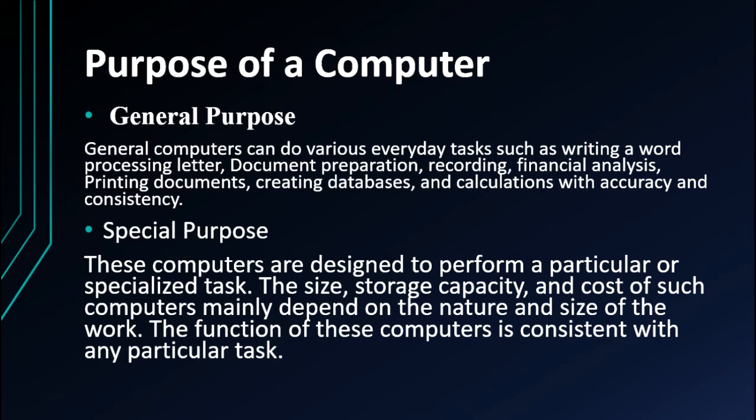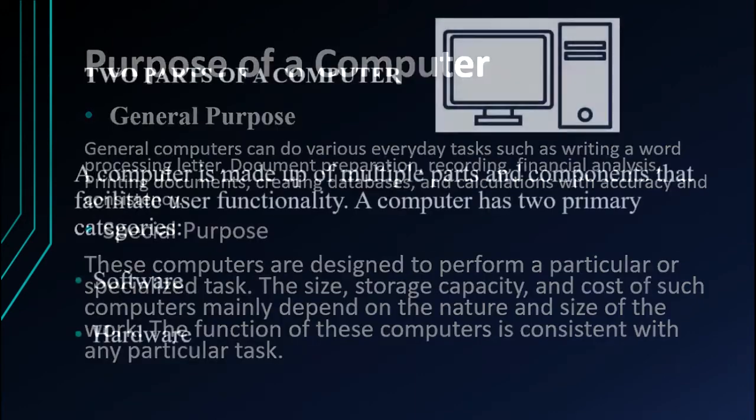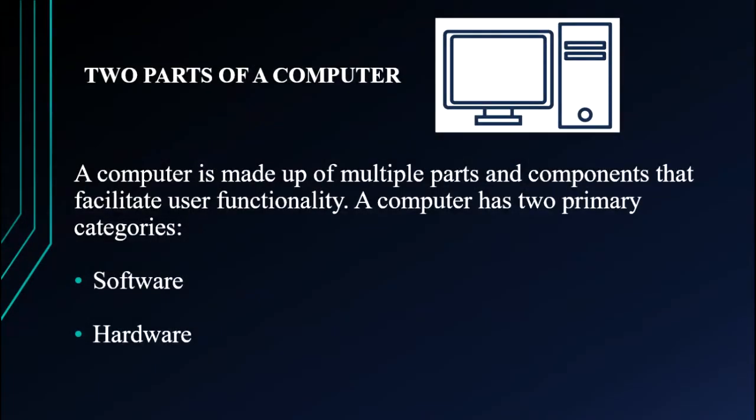Other than our general purpose, which is creating documents, our special purpose is to perform a particular or special task like programming, web developing, and many more. Those are the purposes of our computer. Next are the parts of our computer. In a computer we have two parts: the software and the hardware.